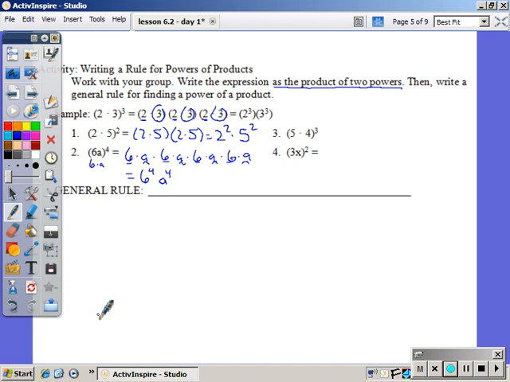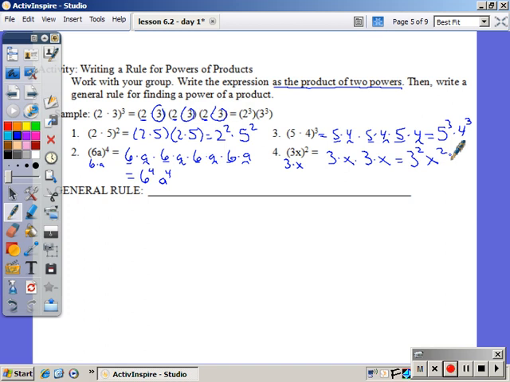Jumping over there to number 3, 3 copies of 5 times 4. There's 1, there's 2, and there's 3. The 2 bases: 5, I have 3 copies of 5, and I also have 1, 2, 3 copies of 4. Number 4, very similar to number 2, 3x really is 3 times x. I have 2 copies of that, so 3 times x times 3 times x: 2 copies of the base 3, and 2 copies of the base x.